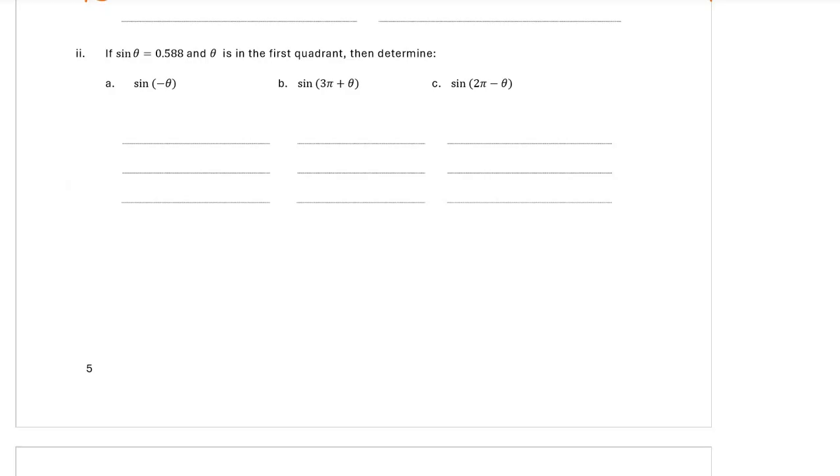Now, for this one here, once again, same idea. Have a look at which quadrant you end up in. So doing negative theta, I'm going to end up in the fourth quadrant, meaning that I'm going to have negative sine of theta, which is -0.588.